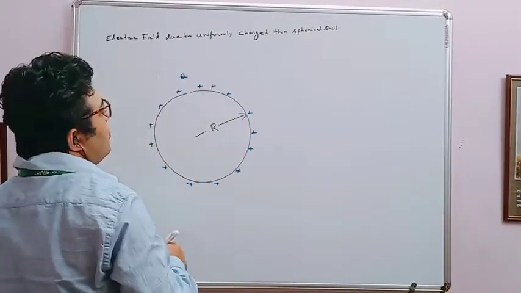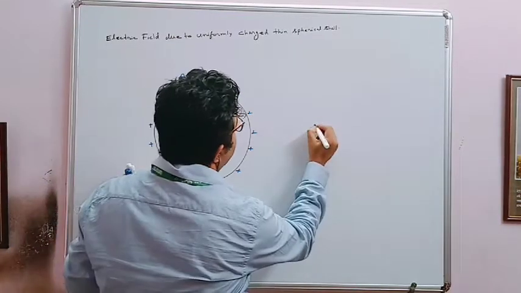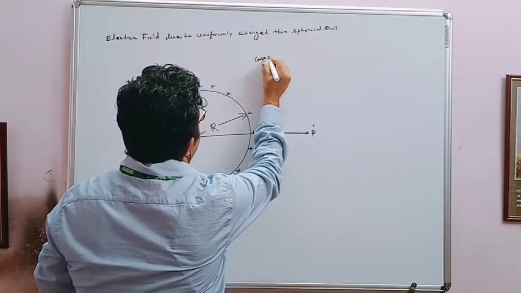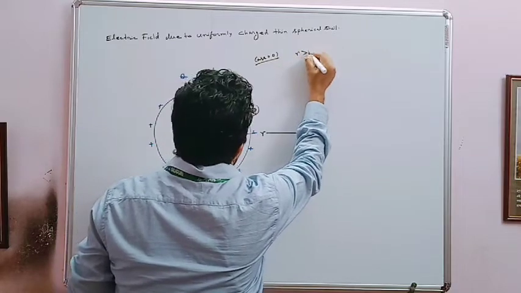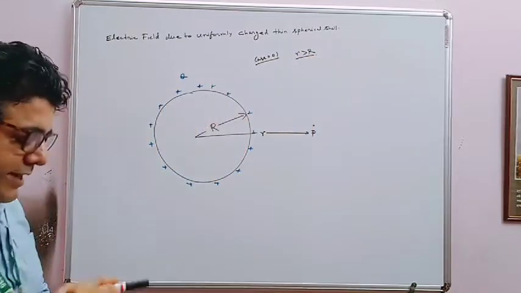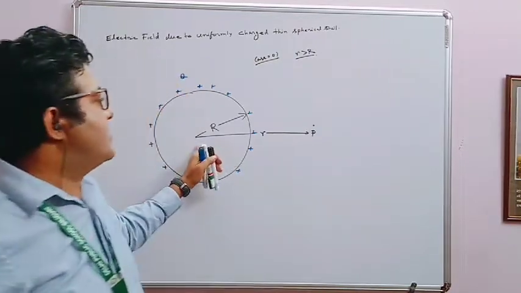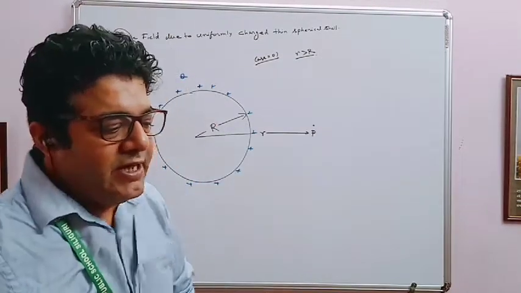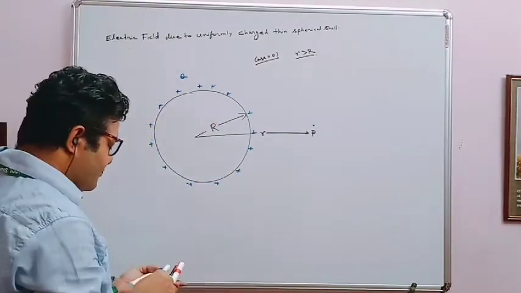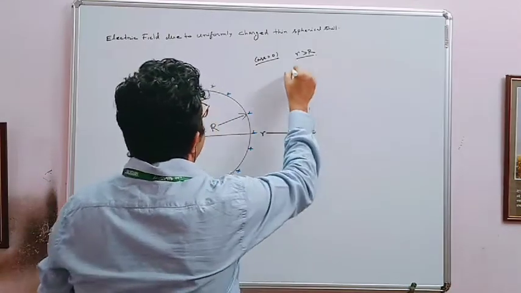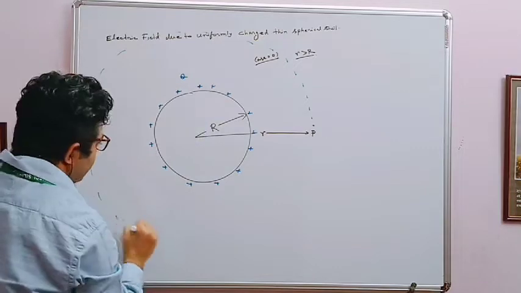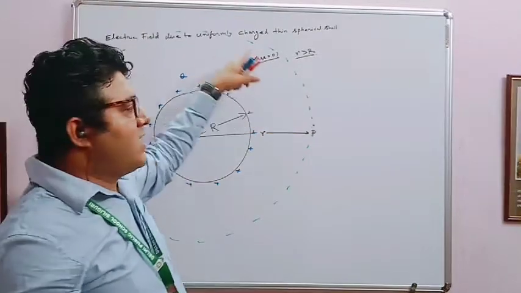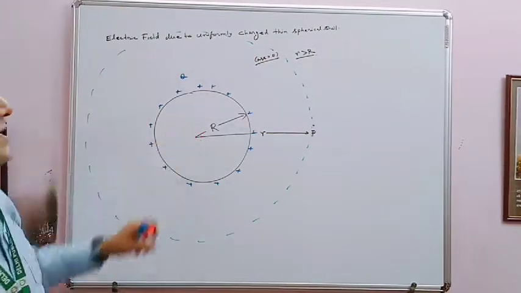So first we discuss the first one. P is a point which is at a distance small r. This is case 1, where small r is greater than capital R. So we have to find the electric field at point P, which is at a distance small r from the center, and small r is greater than capital R, means outside the shell. For that we imagine an imaginary Gaussian surface. Why do we imagine a spherical Gaussian surface? Because this one is a spherical shell.